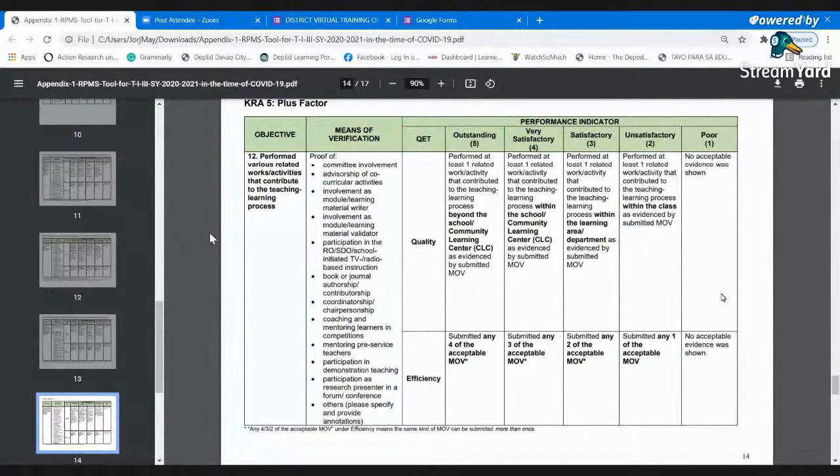But if you go beyond your pupils, up to your grade level, that is 3. If you go out to the school level, that is 4. If you go beyond your school, reaching the community, the district, the division, then that is 5. Okay. Efficiency needed any 4 of the acceptable MOVs.